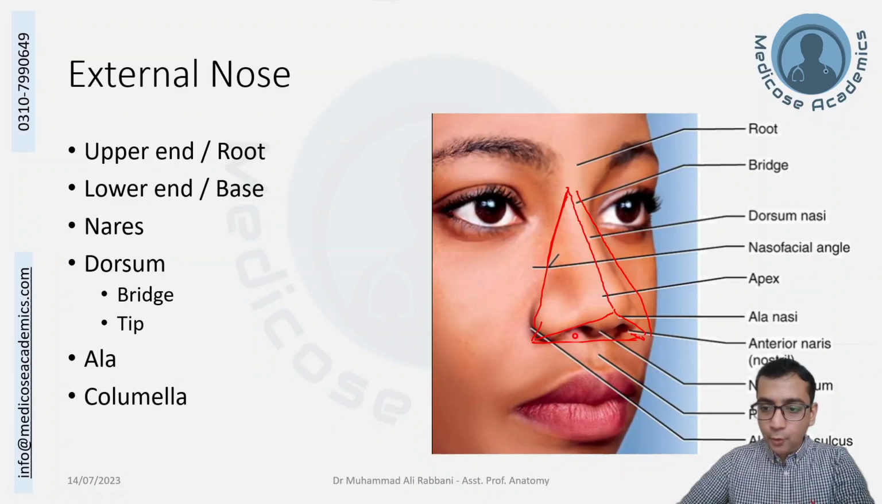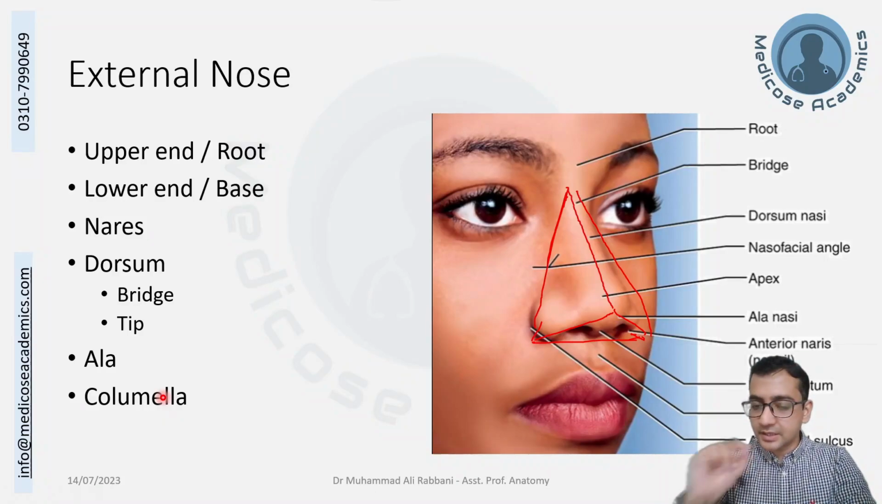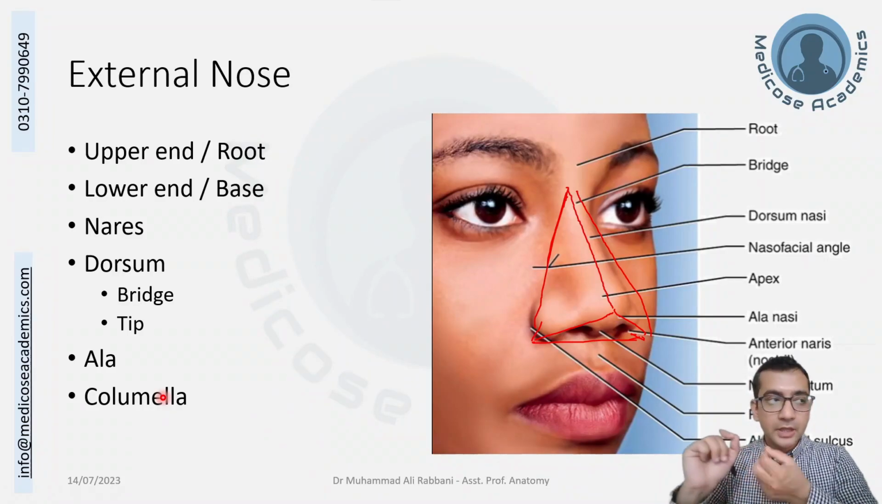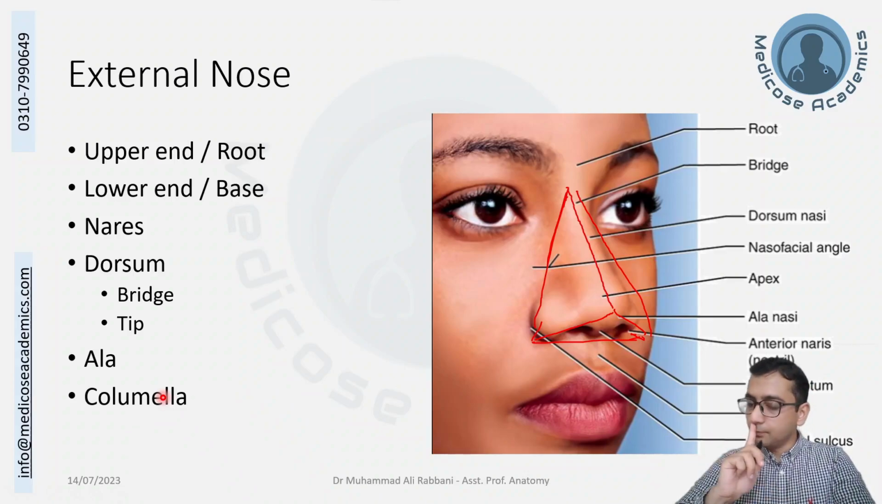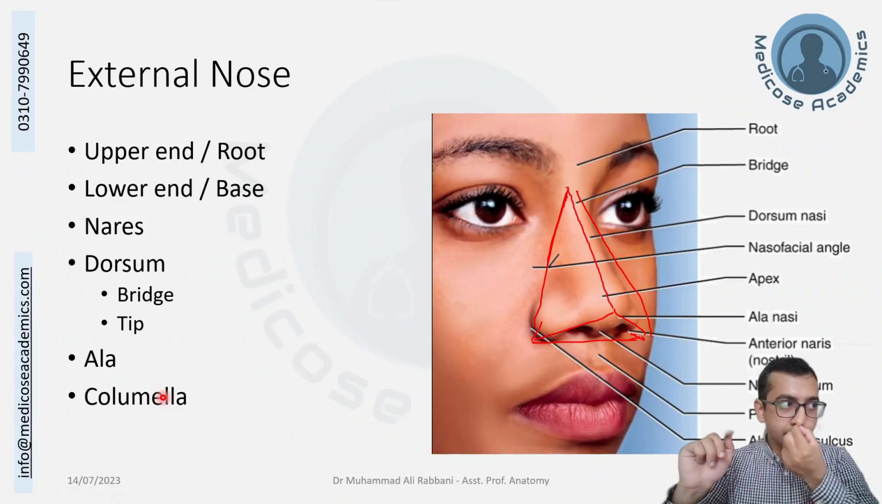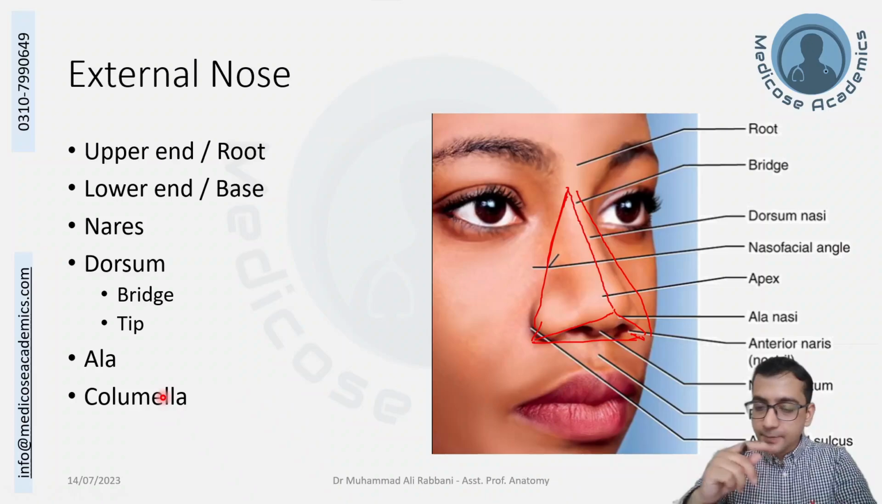In the base, there are openings of the two nasal apertures, the nostrils, the nares. And between the two, the column of skin that is present at the lower aspect is known as columella. It's a part of the nasal septum. It's the skinny tag that is present. You can actually move it around. If you just pick it up, you can move it around like this.